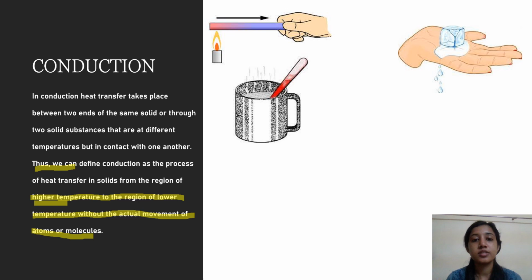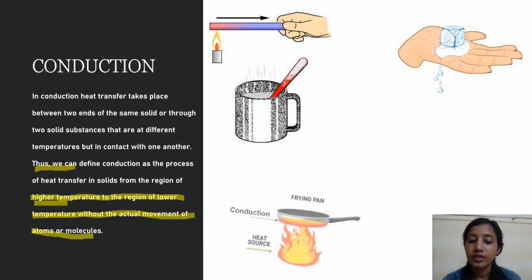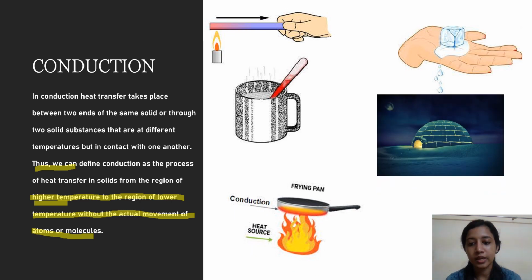The next example: if you have ever noticed, if you keep a spoon or a metallic rod, anything, into a glass of hot water, after some time you will see that this spoon or rod has also become hot, because this is due to the same process, which is conduction. And here are some more examples of the same. An igloo also is hot inside while it is cold outside.